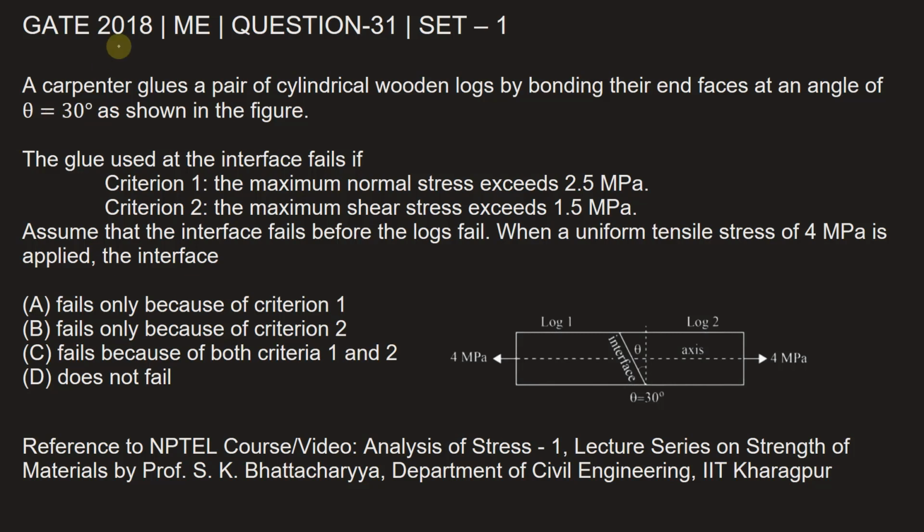This question is from GATE 2018 Mechanical Engineering paper set 1, question number 31. A carpenter glues a pair of cylindrical wooden logs by bonding their end faces at an angle of theta equal to 30 degrees as shown in the figure.